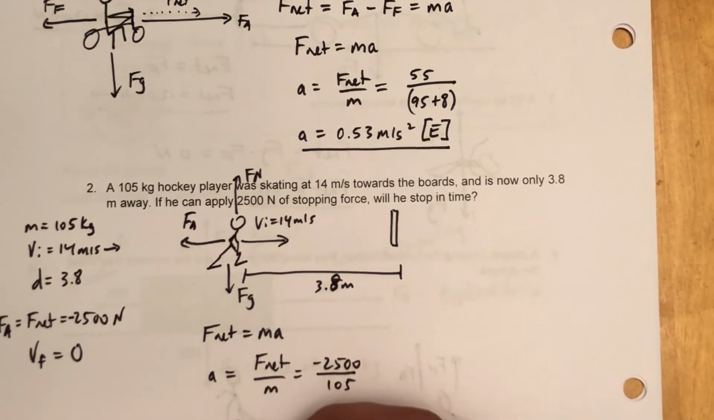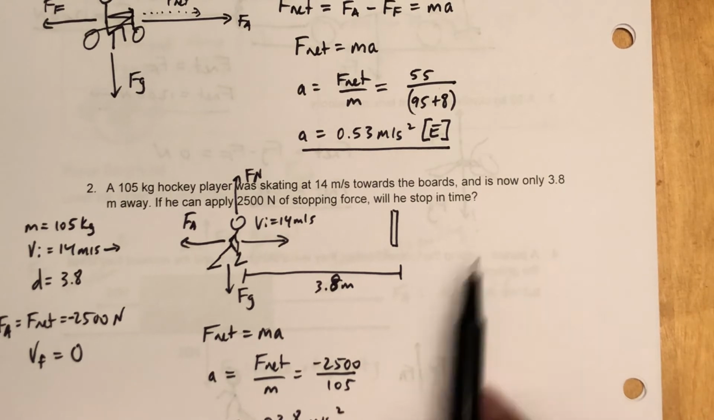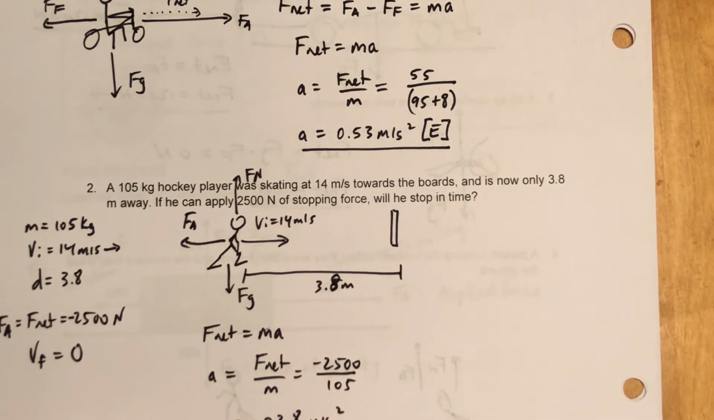Our acceleration is going to be negative 23.8 meters per second squared, and this is our intermediate step here. It seems that our significant figures, if we look all the way around here, are 2. So when we do intermediate steps, we like to have one extra significant figure until we express our final answer. So we're going to have 3 significant figures here.